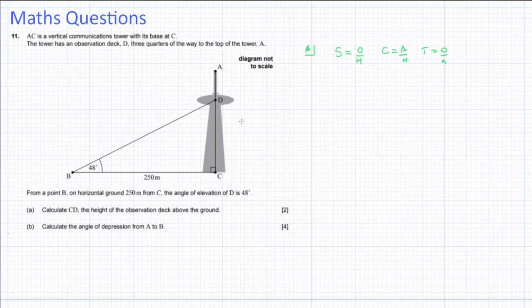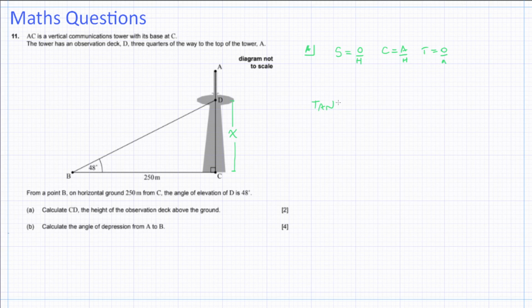I'll call it x. Now I want to know this. However, I don't know the hypotenuse. Cosine is adjacent over hypotenuse. I know the adjacent, but I don't know the hypotenuse. The last one is the tangent. So the tangent of 48 will be the opposite side over the adjacent side. So that's the one that we might use to solve this problem.